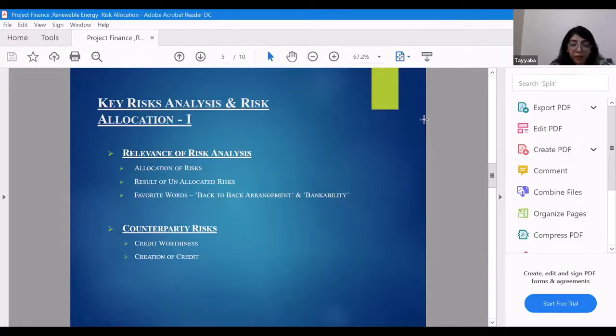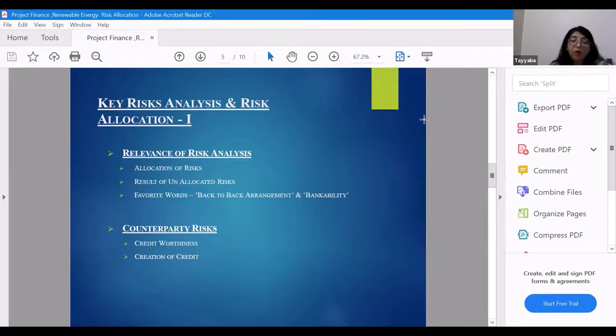Favorite words, back-to-back arrangement. I've just explained one example. I told you that there is this power purchase agreement, and on the back of it, there is the EPC contract. So this is like back-to-back. You are supposed to pay out to someone, and on the other hand, someone else is supposed to pay to you, so you are insulated. I had explained it.